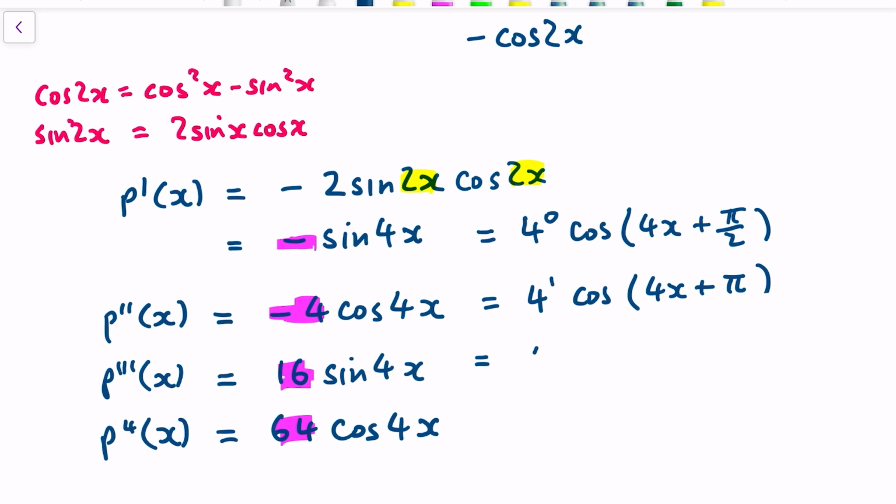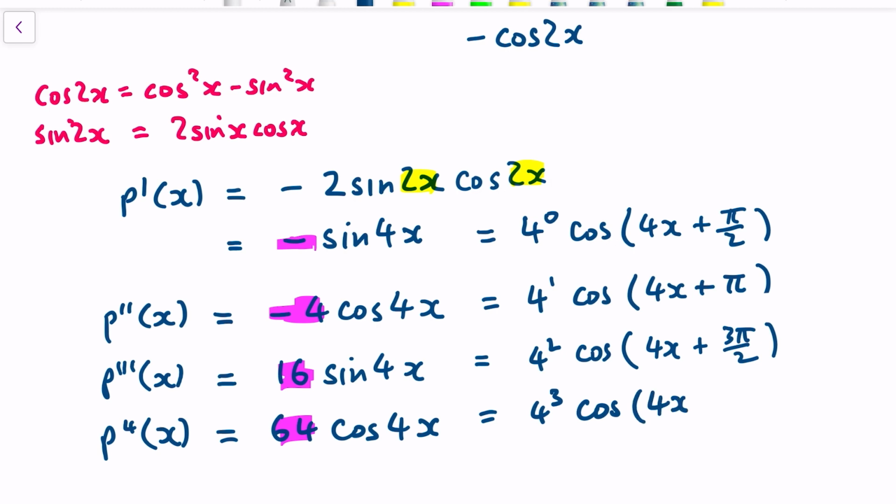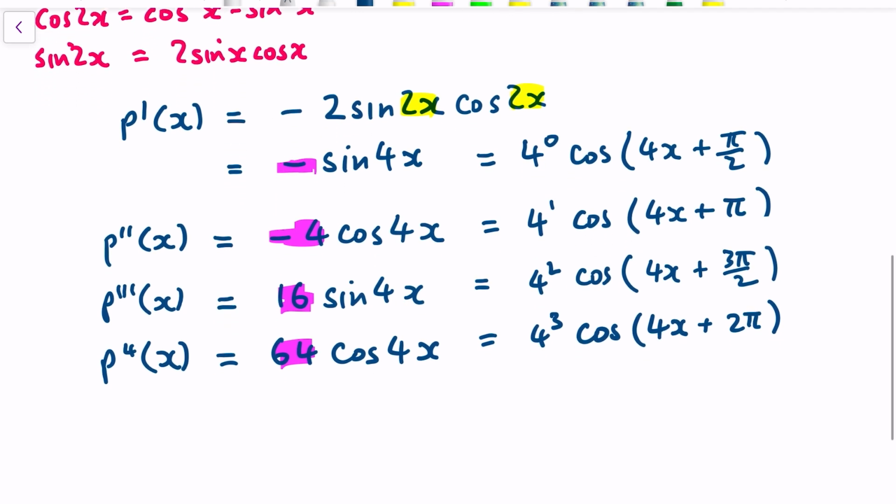The next one here is 4 squared. 16 is 4 squared. A positive sine graph is out by 3 pi over 2. So it's 4x plus 3 pi over 2. And lastly, we're back to a positive cosine graph. So it's 4 to the power of 3 cosine 4x. Of course, I could write it as cosine 4x, but if I add 2 pi in here, it does nothing to the graph. So cosine of 4x plus 2 pi, and then we can establish the fact that this is just n pi over 2.